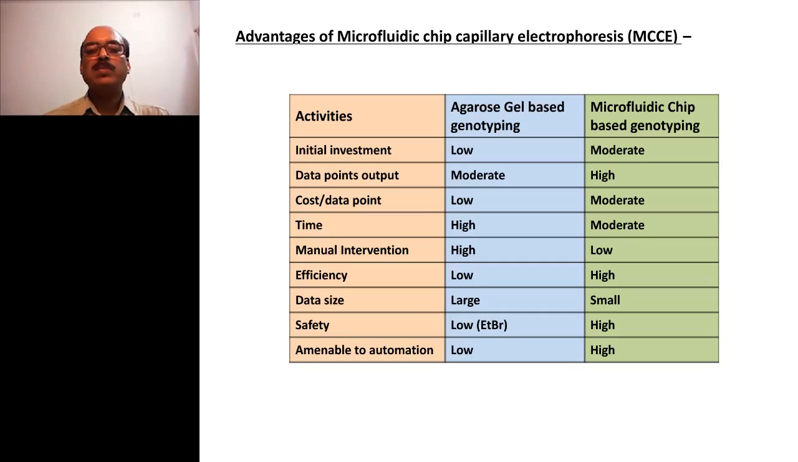The one which we are using is LCGX, where small size files, a large number of such files, can be stored without taking much space from the server. Of course, safety is important, and the users are not exposed to any toxic chemicals like ethidium bromide, which are used in conventional agarose gel.